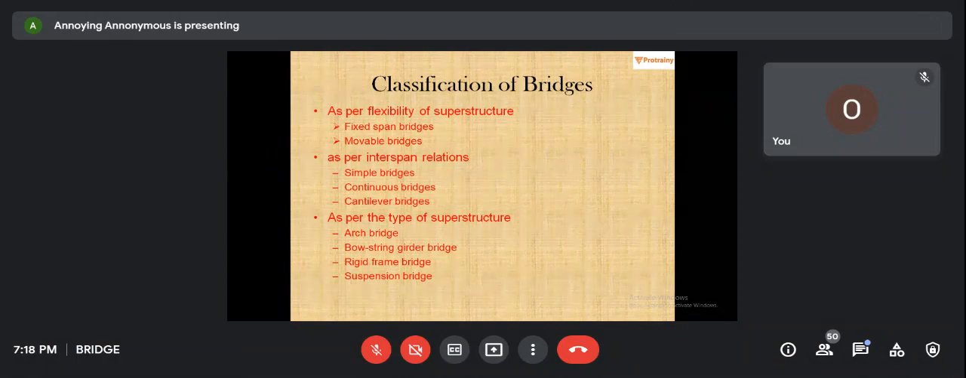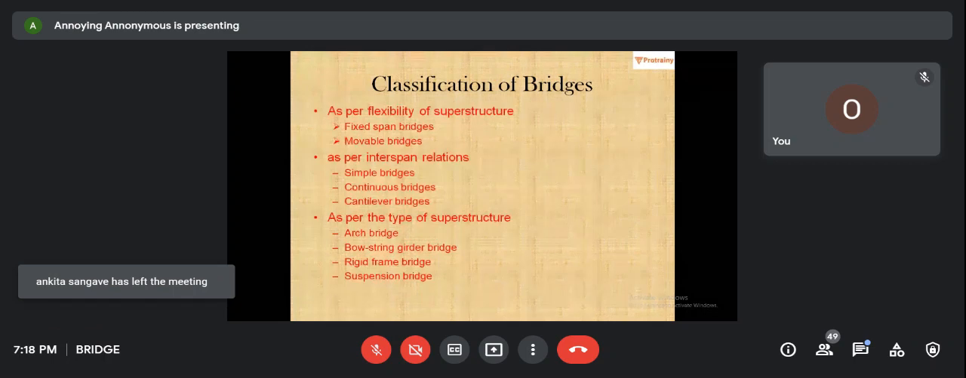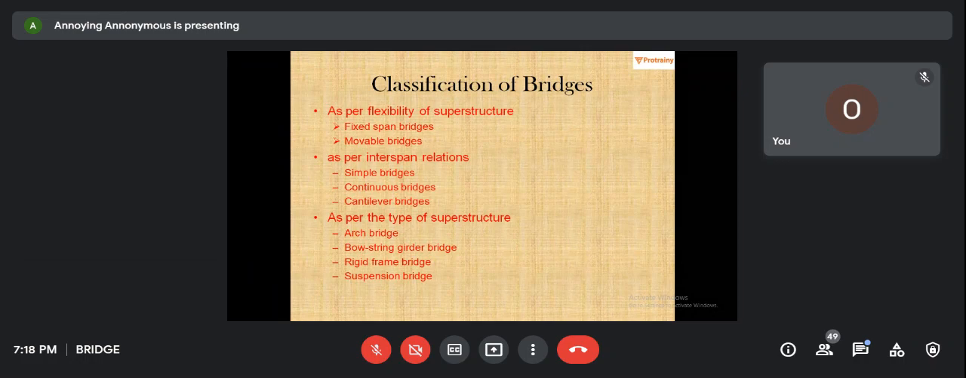Fixed span bridge: from point A to point B, a bridge goes, that's it. It's a fixed span bridge. Most of the bridges are fixed span bridges, right? Then come movable bridges. You don't find movable bridges that often. They are more for military purposes. So it's just a classification. We don't have to go into movable bridges.